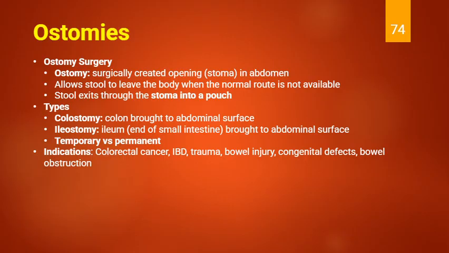Some ostomies are temporary, meaning the bowel will be reconnected later through a surgical join called an anastomosis once healing has occurred. Other ostomies are permanent, especially when the rectum or anus must be removed or when bowel function cannot be safely restored. Ostomy surgery may be performed for several medical conditions. Common reasons include colorectal cancer, inflammatory bowel disease, trauma, bowel obstruction, or congenital defects affecting the intestines.